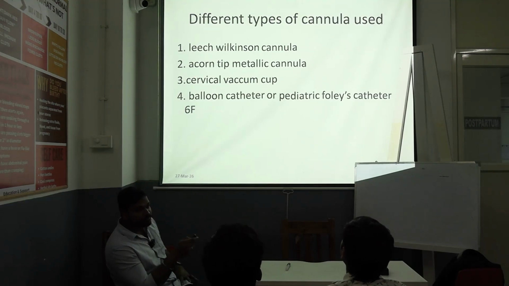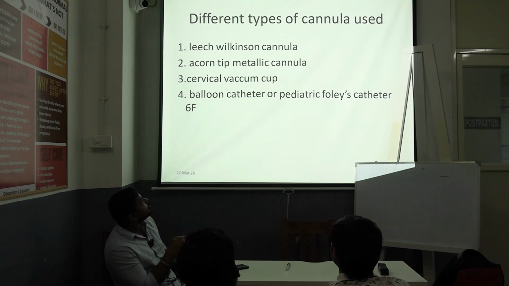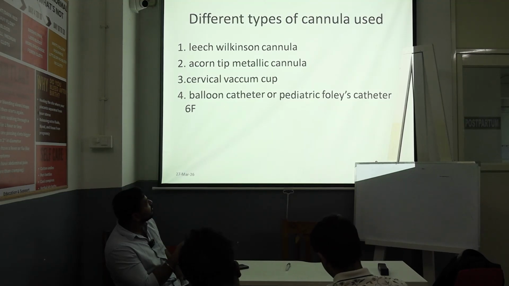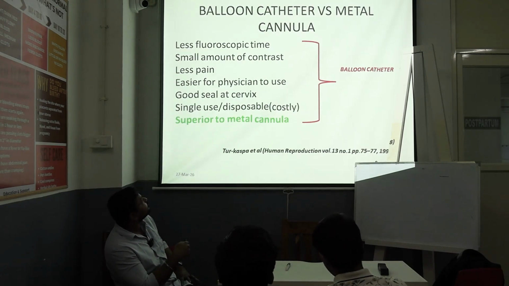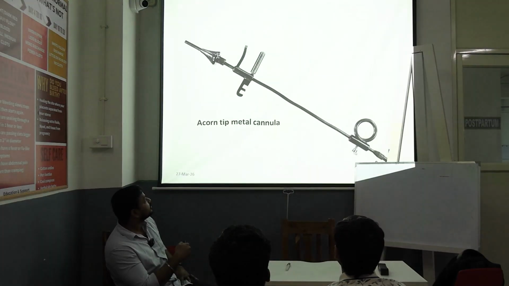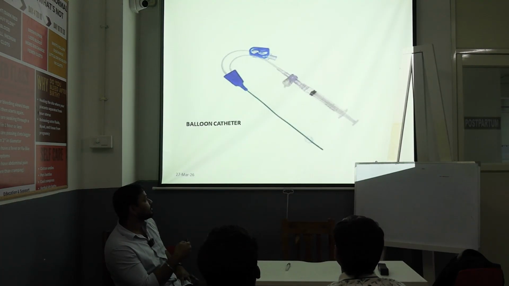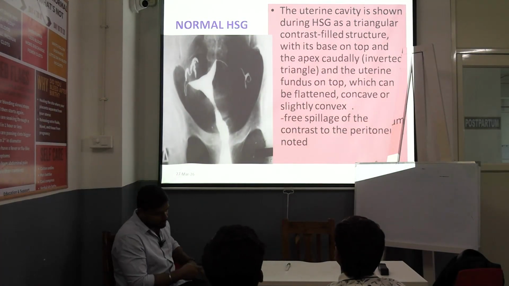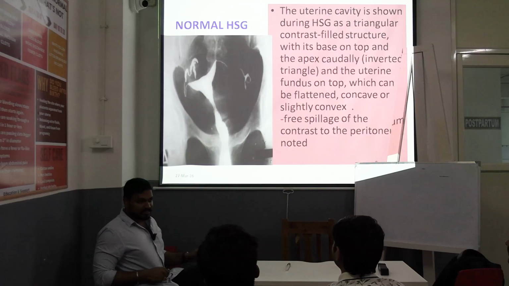What are all the different types of cannula that we use? Leach Wilkinson cannula, you should know this, it will come as an MCQ also. Apart from that we use the Acorn tip metallic cannula, cervical vacuum cup, and balloon catheter or pediatric Foley's also, but most commonly we use the Leach Wilkinson cannula. This is the cervical vacuum cup cannula, this is the Acorn tip, this is the balloon catheter.